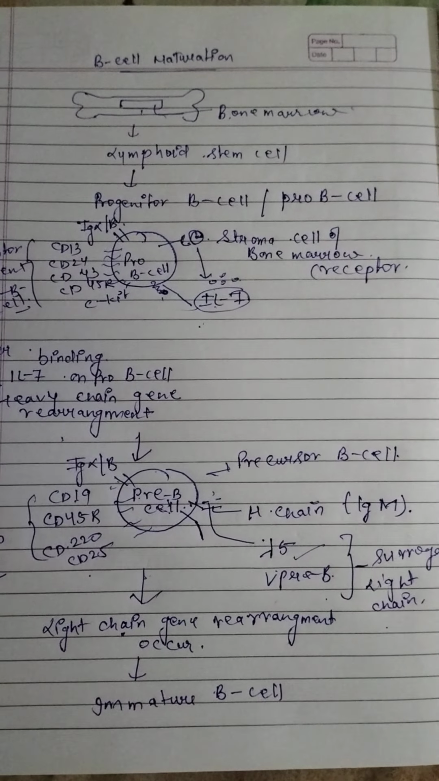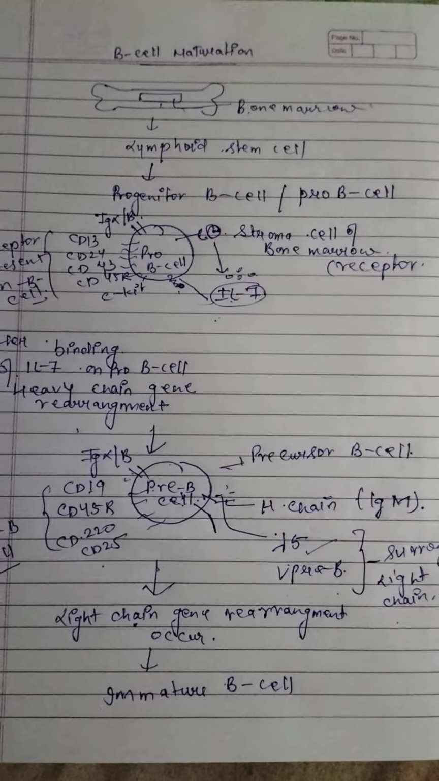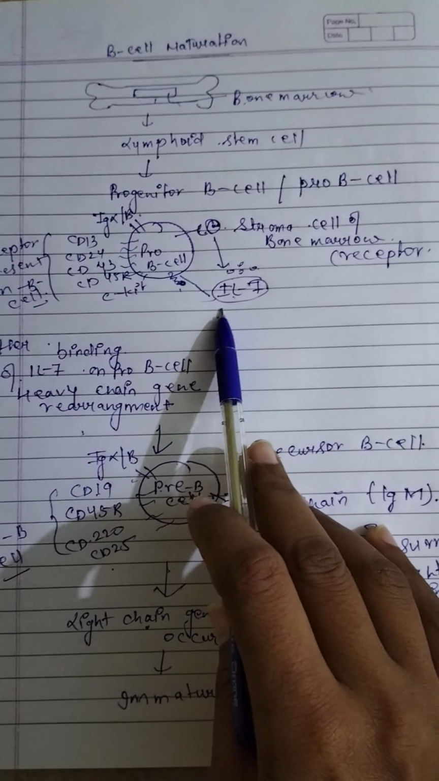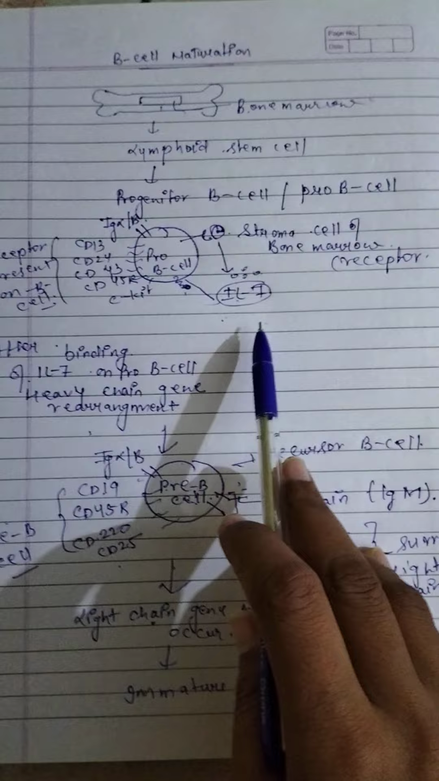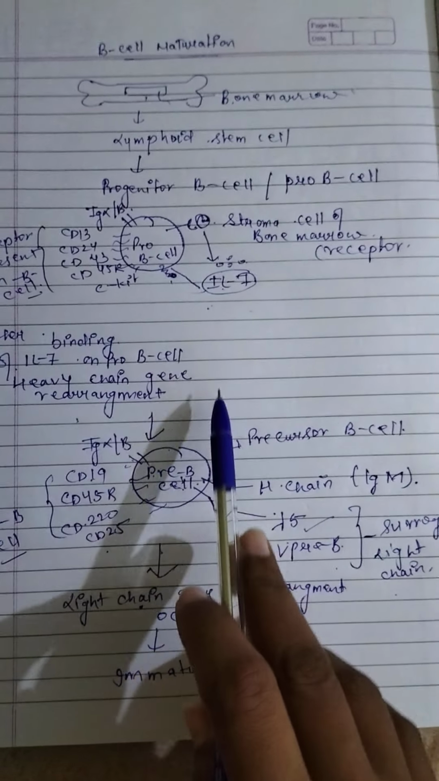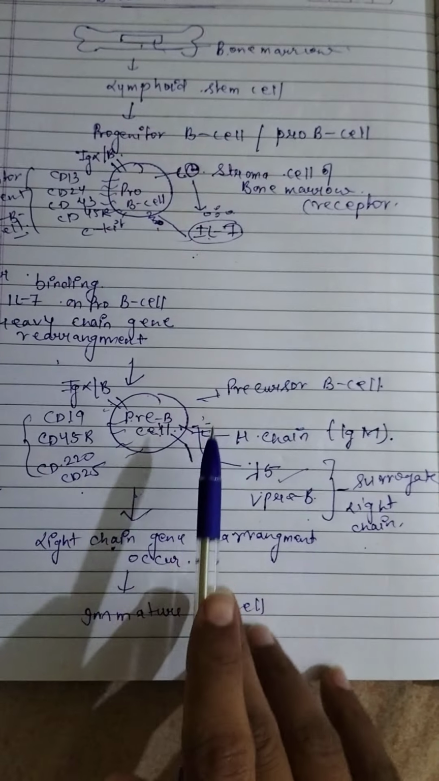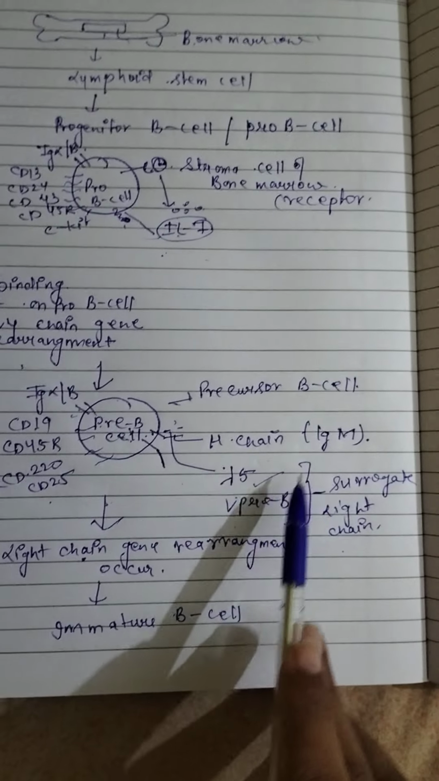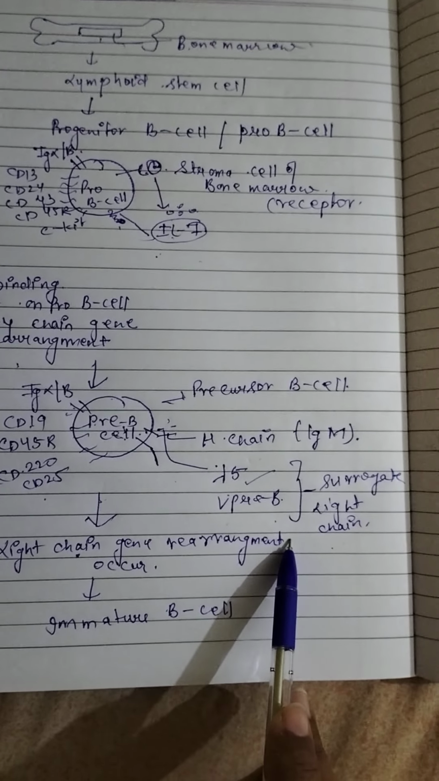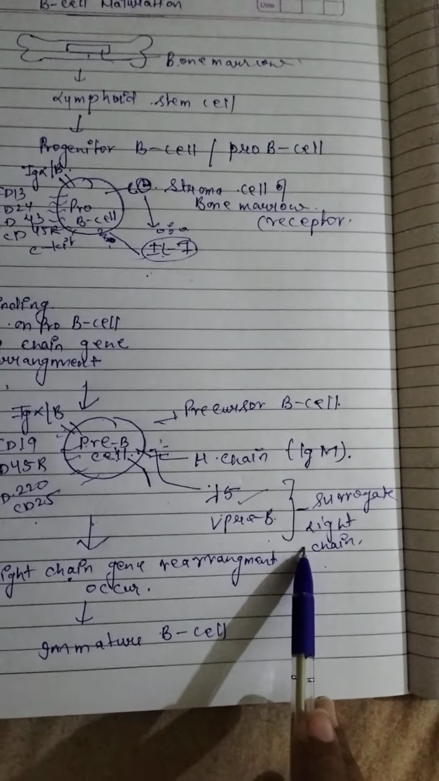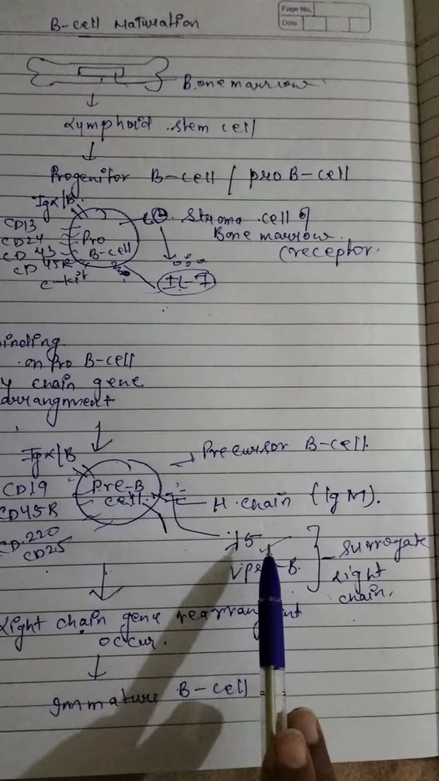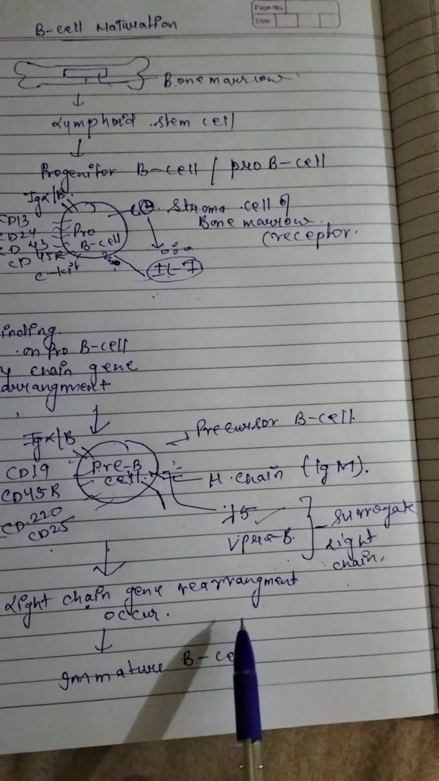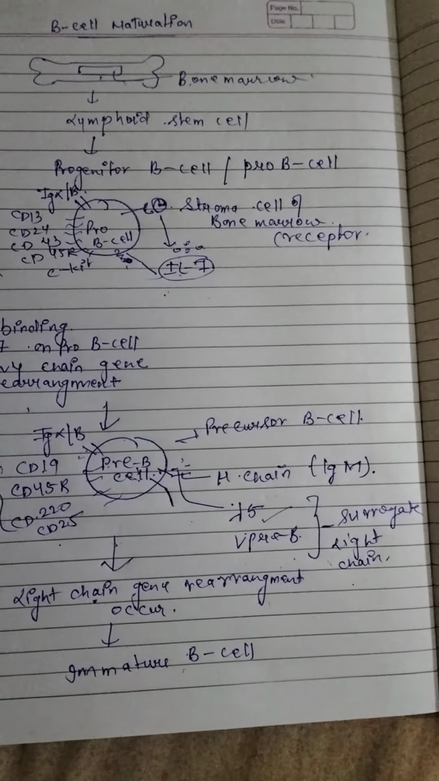This interleukin 7 attaches to the interleukin 7 receptors of pro B cells. After binding interleukin 7 on pro B cells, heavy chain gene rearrangement occurs in the pre B cell. It consists of the mu chain, which is the heavy chain of IgM, and also a surrogate light chain. This surrogate light chain consists of two components, lambda 5 and V pre B. Light chain gene rearrangement occurs and converts the pre B cell into an immature B cell.